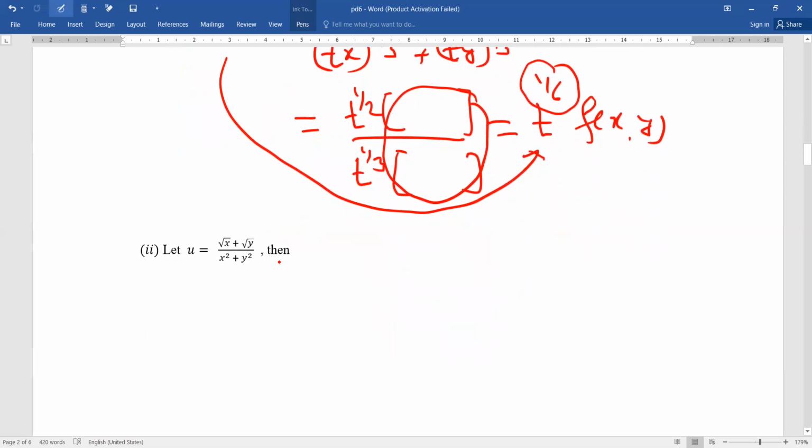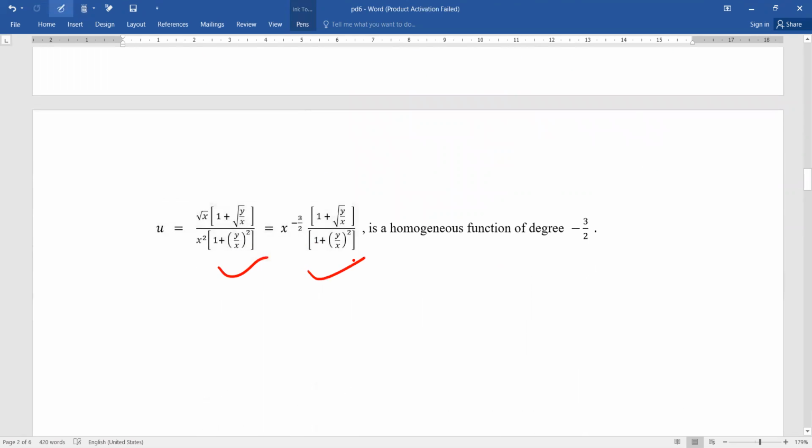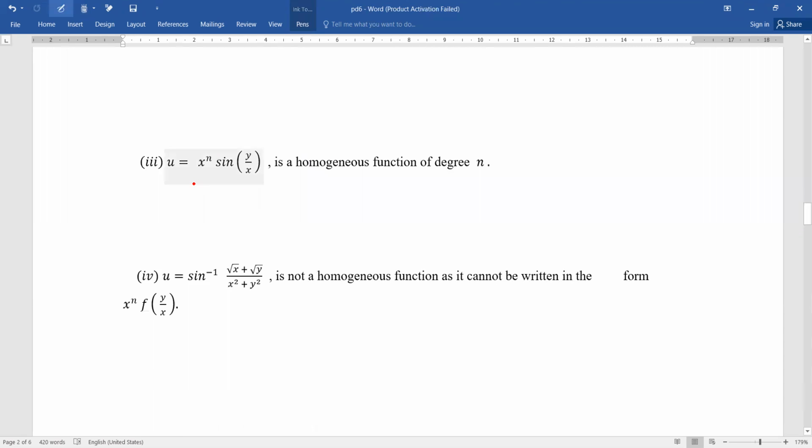Some another example, u equal to root x plus root y upon x square plus y square. Here numerator की डिग्री दिख रही है 1 by 2 और डिनोमिनेटर की डिग्री है 2. So effective degree will be 1 by 2 minus 2, that is minus 3 by 2. It means u is a homogeneous function of degree minus 3 by 2. आप लोग इसको ऐसा भी कर सकते हो. Now this example, it is x to power n sin of y by x.